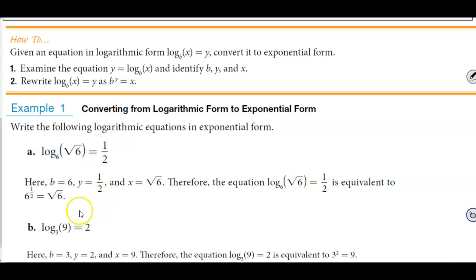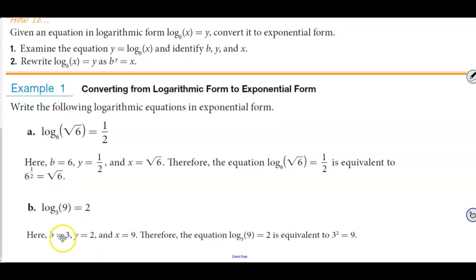Let's do the same thing in part b. We have the log of base 3 of 9, and that's equal to 2. So here we know that b is equal to 3, so the base is equal to 3. We know the exponent y is equal to 2, and the value of x is equal to 9. So therefore, this logarithmic equation is equivalent to the base of 3 with an exponent of 2, and that's equal to 9.